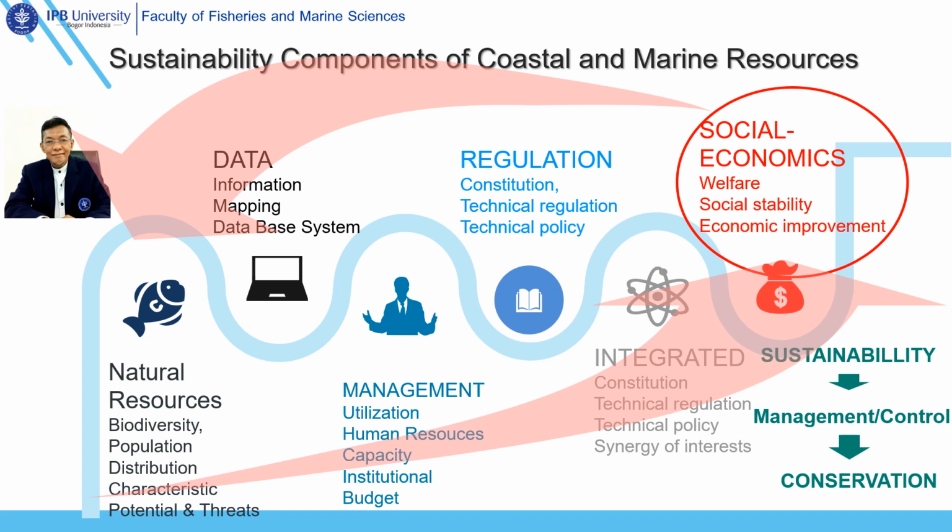The ultimate goal of management is economic income and community welfare. So if we look at this management cycle in this slide, natural resources are the main capital in management. After that, followed by database system, management, regulation, integrated system. In order to maintain the sustainability of the economy, we must ensure sustainable resources.